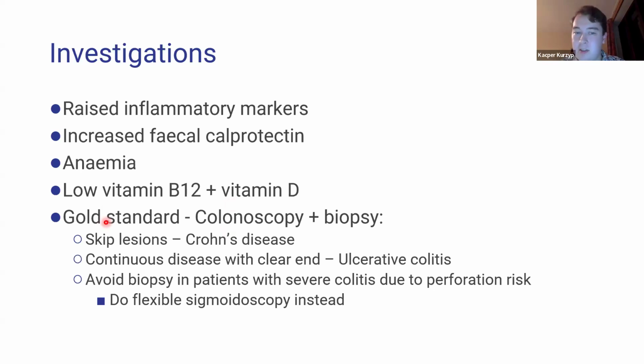Now, the gold standard diagnosis is the colonoscopy with biopsy of the affected areas. What you will see on colonoscopy, just from the camera, you will see skip lesions with cobblestone appearance in Crohn's and continuous disease with clear cutoff in ulcerative colitis. Now, one side note to that, if the patient has severe colitis, which is borderline on the toxic megacolon, but generally severe colitis, you don't want to go in with a colonoscopy because you are risking perforation and abdominal sepsis. Not nice. So you would do flexible sigmoidoscopy instead.